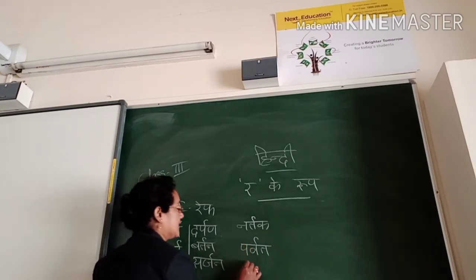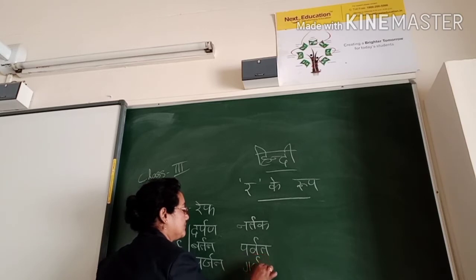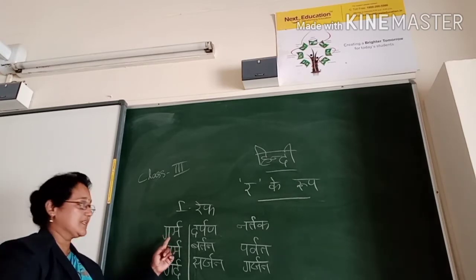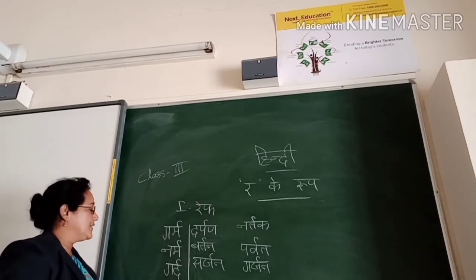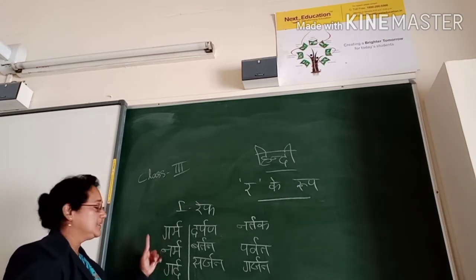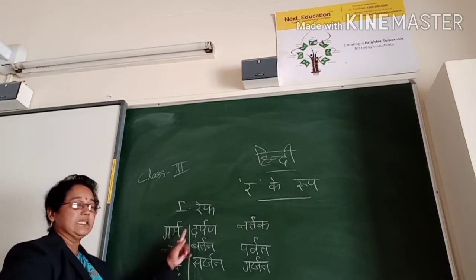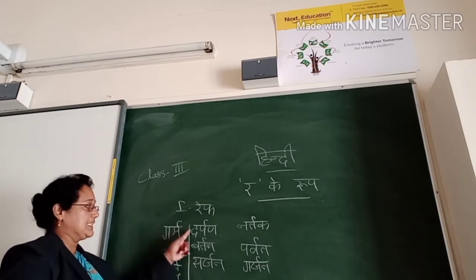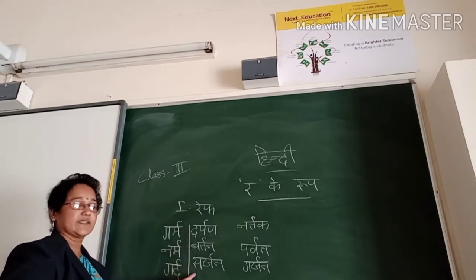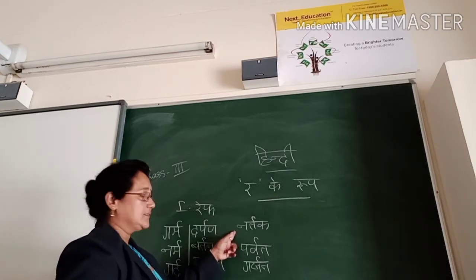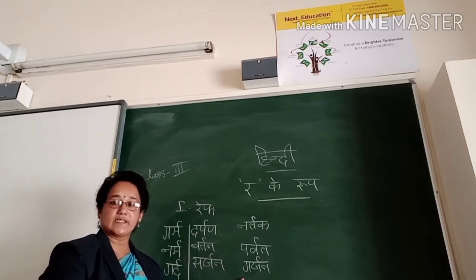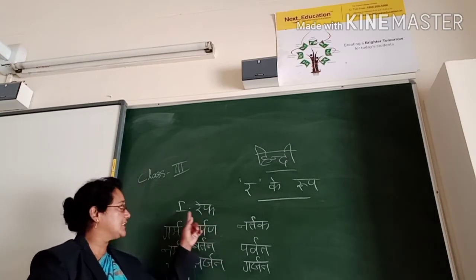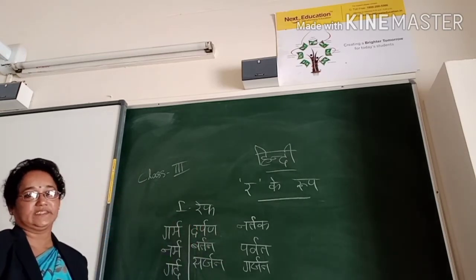Next we go to Garjan. Garjan with Ru, Rev. Gar, Nar, Gard. Say Gar, Nar, Gard. Darpan, Bartan, Sarjan. Next, Nartak, Parvat, Garjan, with the Rev symbol, Ra.